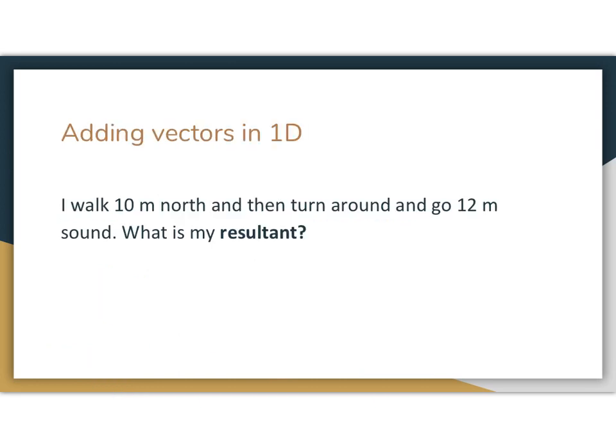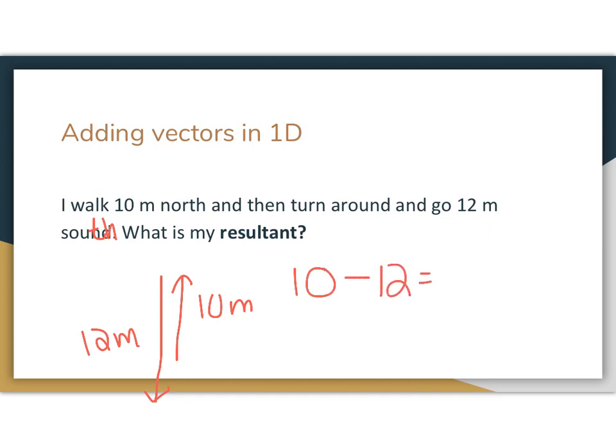All right, so let's do a problem adding vectors in 1D. So I walk 10 meters north, and then I turn around and go 12 meters south. So my resultant, I need to add these together. So 10 is going positive, my 12 is going negative. So I'm going to have -2 meters for my resultant.